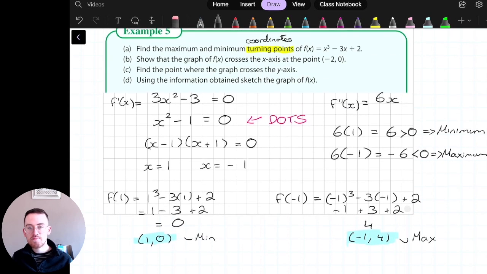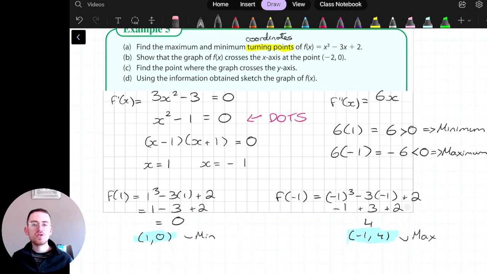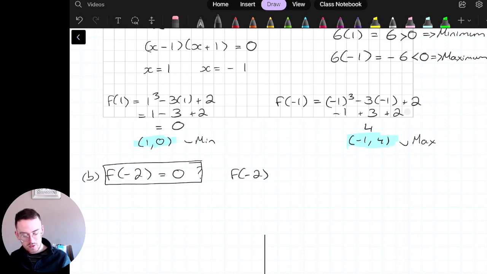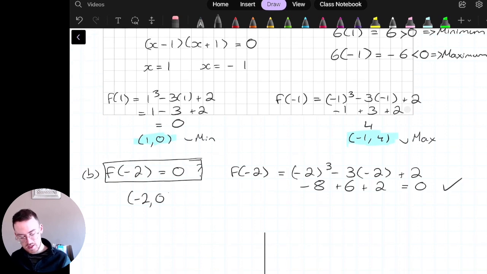That's part A. Part B says to show that it crosses the x-axis at the point (minus 2, 0). To show that it crosses the x-axis at this point, we need f of x to be equal to 0. So we want to show f of minus 2 is equal to 0, and we put a little question mark because that's our goal. So f of minus 2 is minus 2 cubed minus 3 by minus 2 plus 2. Minus 2 cubed gives me minus 8, this is plus 6, this is plus 2, and that is equal to 0. So what does that mean for us? That means (minus 2, 0) is a root.